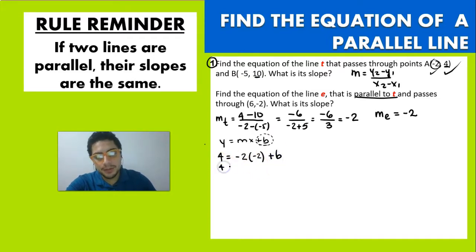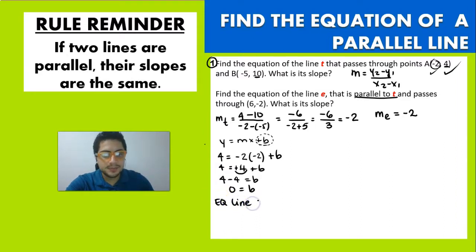So we have that 4 is going to be equal to minus 2 times minus 2, which is, sorry, positive 4, plus b, right? So now in this case, we know that 4 minus 4, because this 4 passes subtracting, is going to be equal to b. So 0 is going to be equal to b. So that means that the equation of line T is going to be y equals m, which is minus 2, x plus b, which is 0. And because it is 0, we don't actually need to put it.